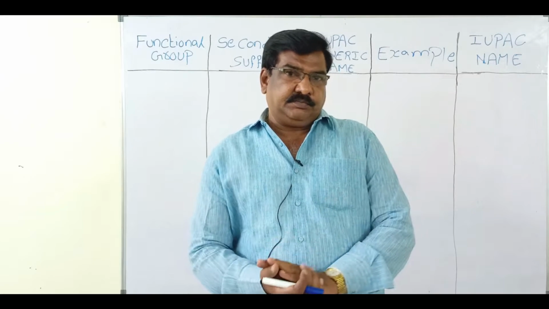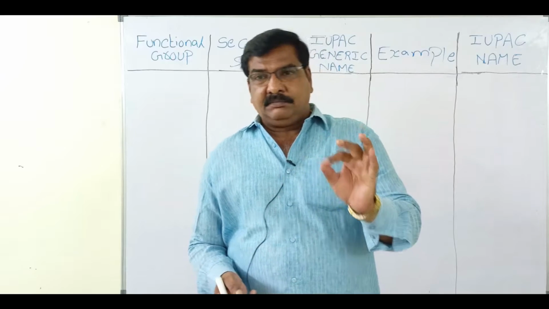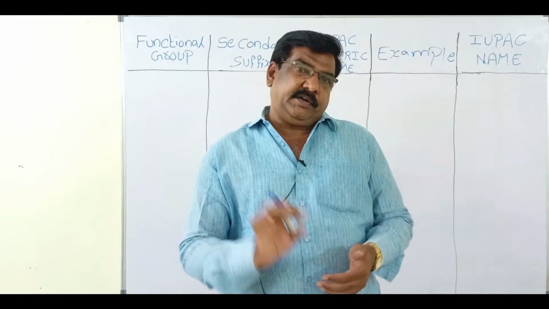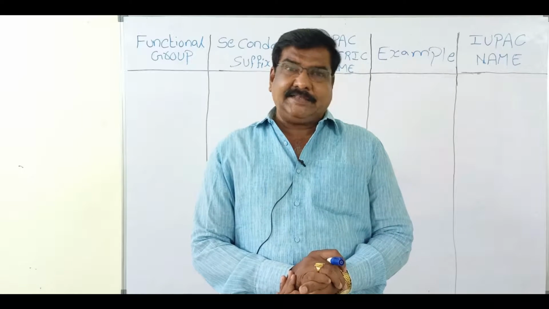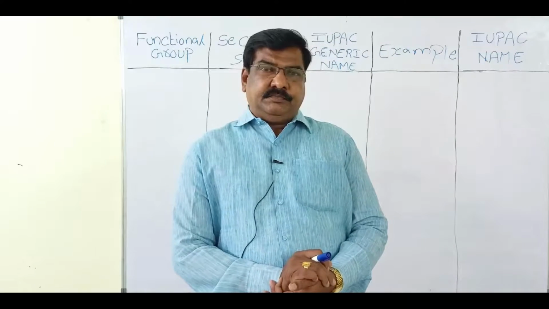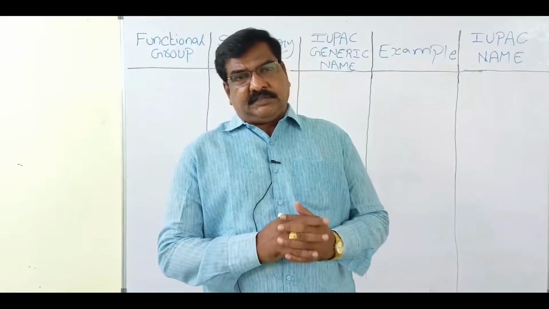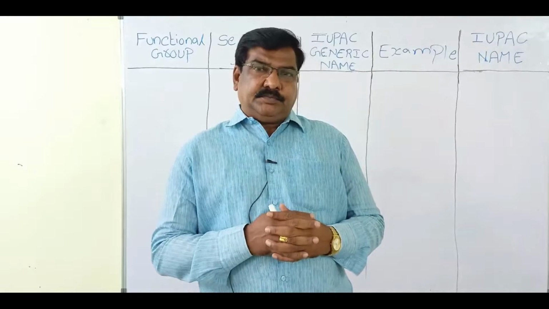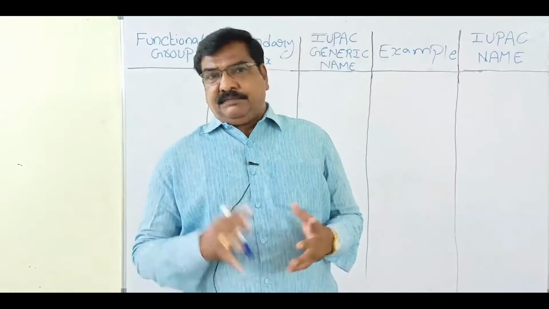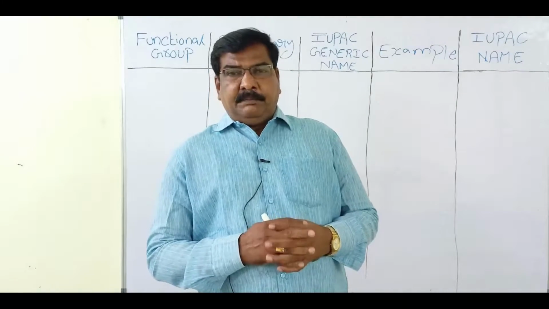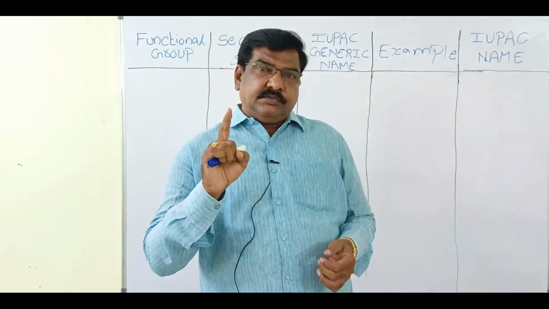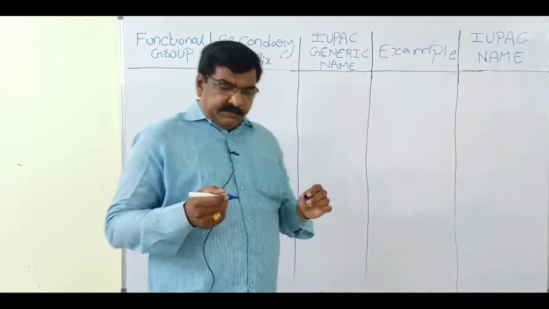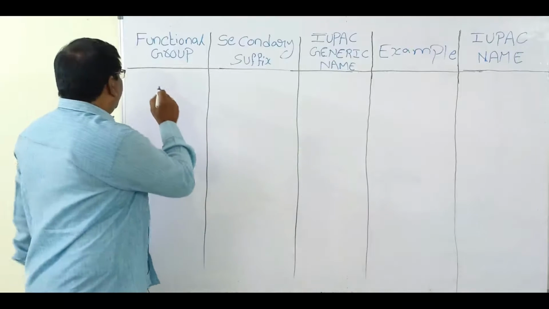What is a functional group? An atom or group of atoms which decide all the properties of a molecule is called a functional group. There are two types of functional groups: one is principal functional groups, another one is secondary functional groups. Priority is always given to principal functional groups. What are principal functional groups?